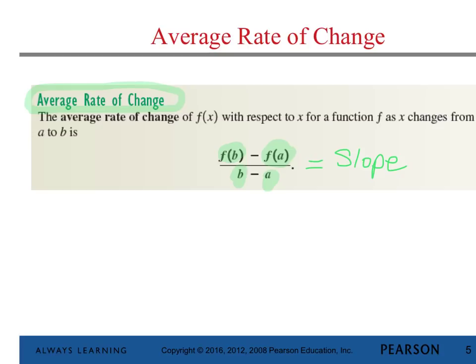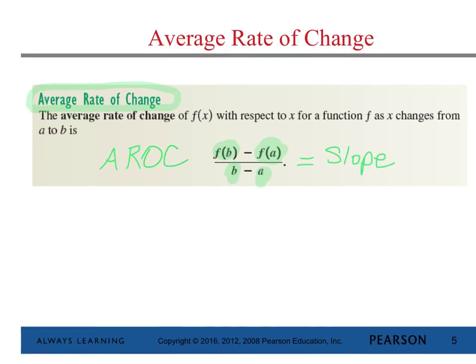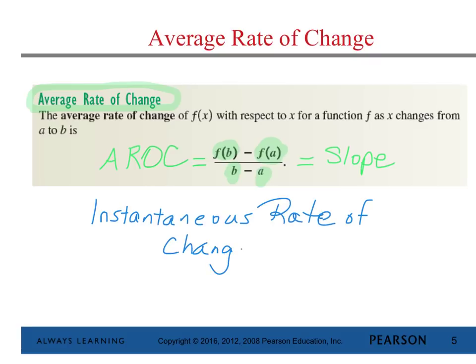And when we talk about average rate of change, I'm going to abbreviate that as AROC, average rate of change. And the reason I'm going to abbreviate it that way is because in a few minutes we're also going to talk about the instantaneous rate of change. And what that's going to be construed as is the slope or the rate of change at one single point.